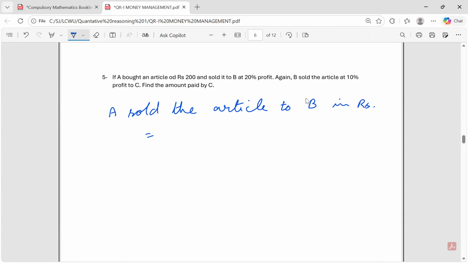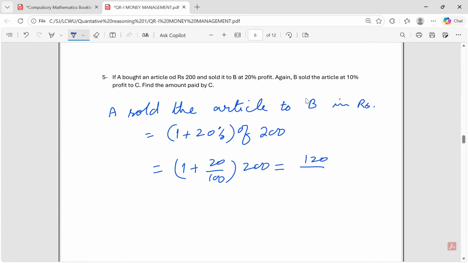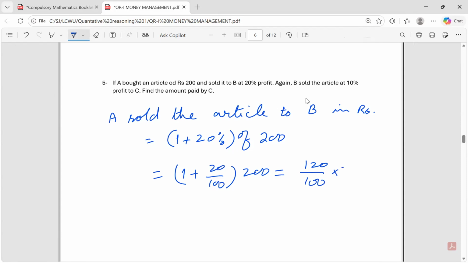That is equal to 1 plus, since he got a profit, we can write it as 1 plus 20% of 200. So this is equal to 1 plus 20 by 100 multiplied by 200, which is equal to 120 by 100 multiplied by 200. If you simplify it, it will be 240 rupees. Okay, so this is the price at which B bought the article.